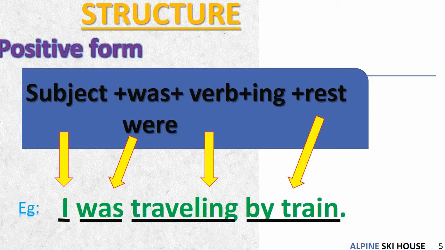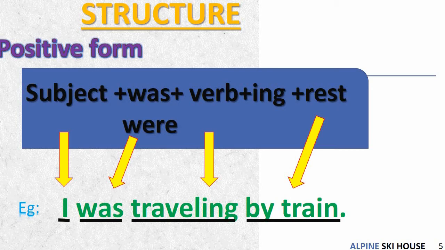This is the first one, subject. Second one was or were. If the subject is singular, you have to use was. If the subject is plural, you have to use were. And then verb plus ing and rest.